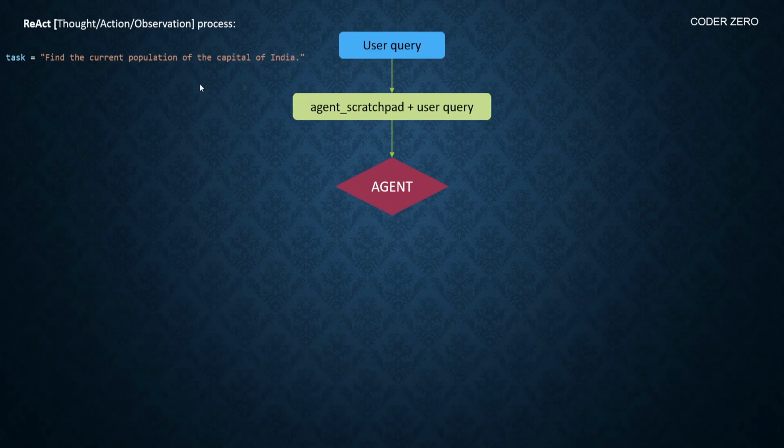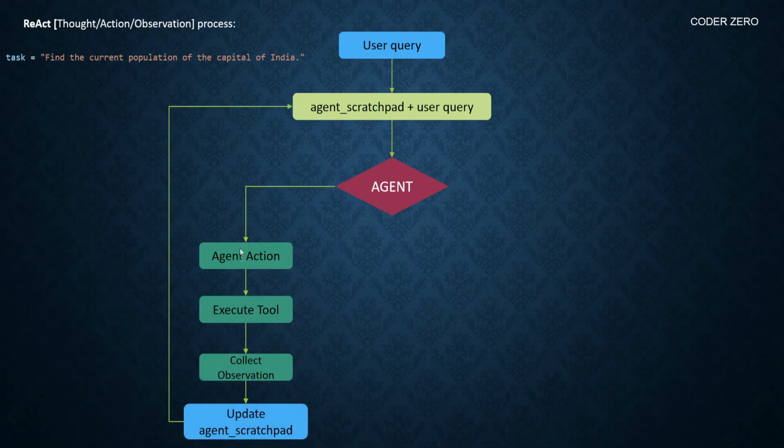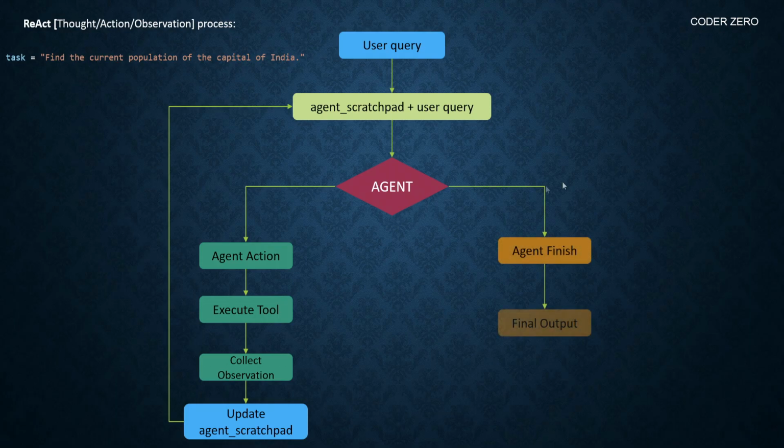Now first, let's say the agent thinks to take an action. So it will select the tool and execute the tool. Then it will collect the observation and update the agent scratchpad, and then send the scratchpad, combined with the user query, to the agent. Now if the agent thinks that it has the answer, it will go in this route and give the final output. Now let's understand all these steps one by one.